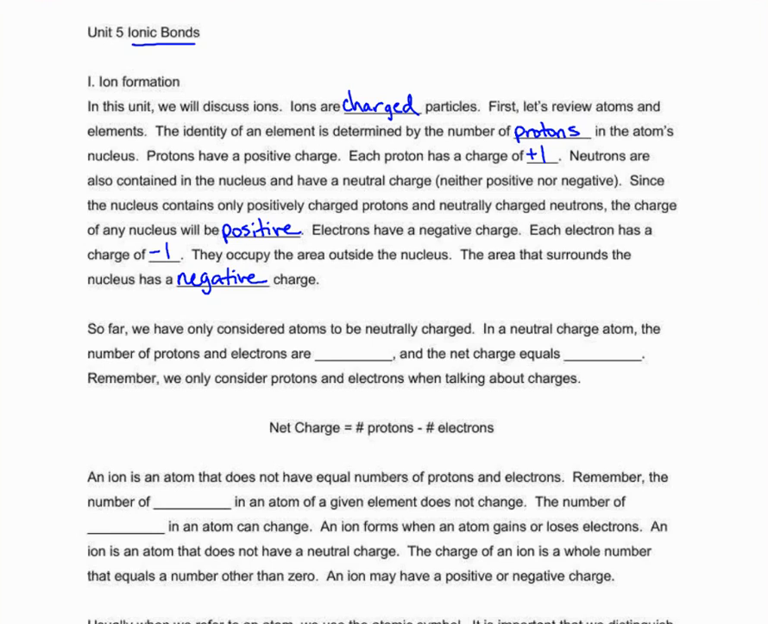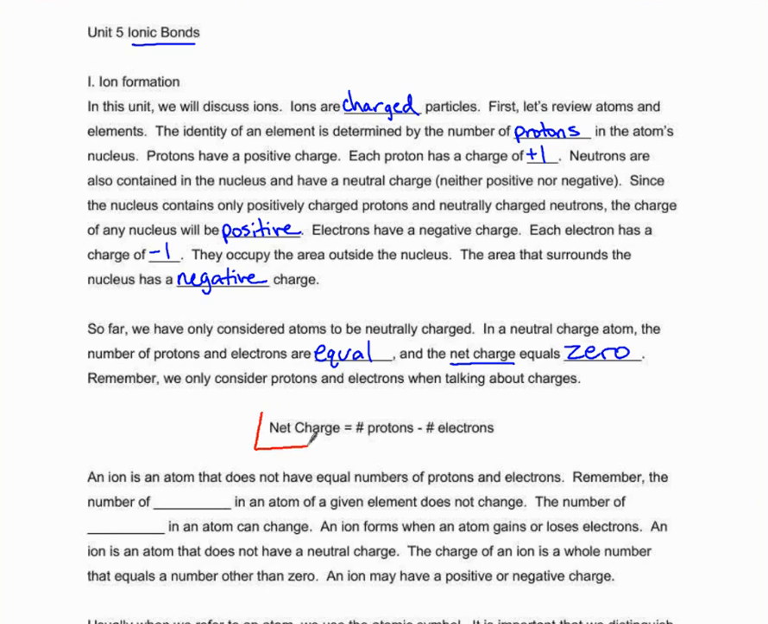So far, we've only considered atoms to be neutrally charged. Remember, in Unit 3, we were talking about electrons, and we were treating them as if the number of protons and the number of electrons are always equal. That was useful then, but now that we're talking about ions, we're going to have to treat them differently. In a neutral atom, the number of protons and electrons are equal, and the net charge of this atom is 0. It means it's neutral. Remember, we only consider protons and electrons when we're talking about charges.